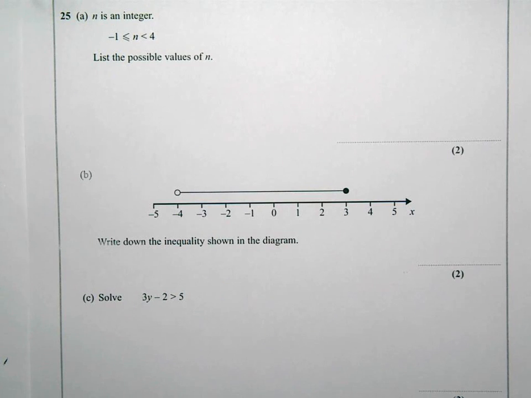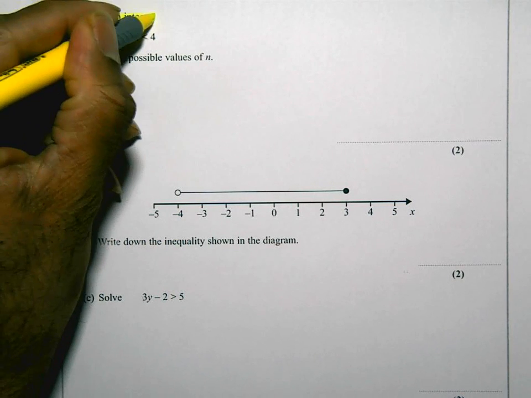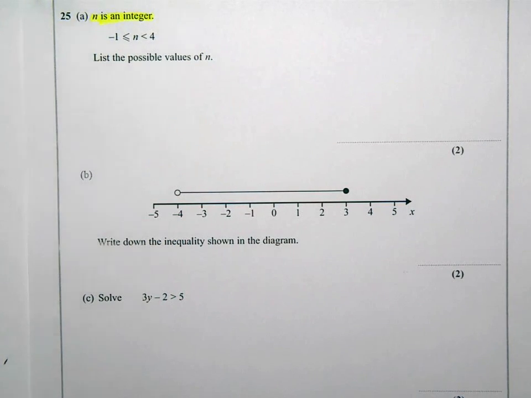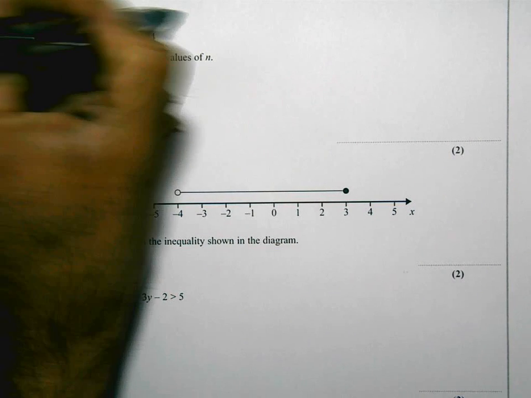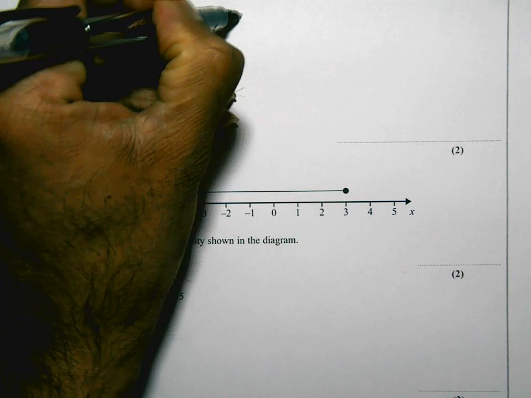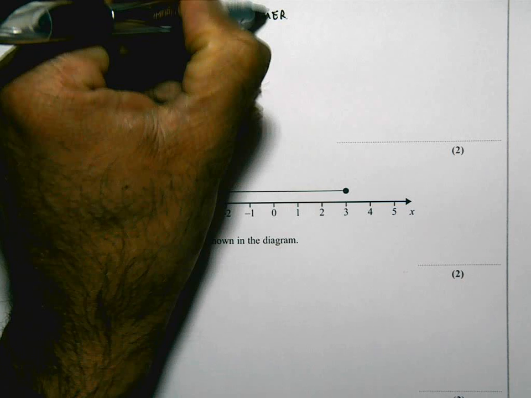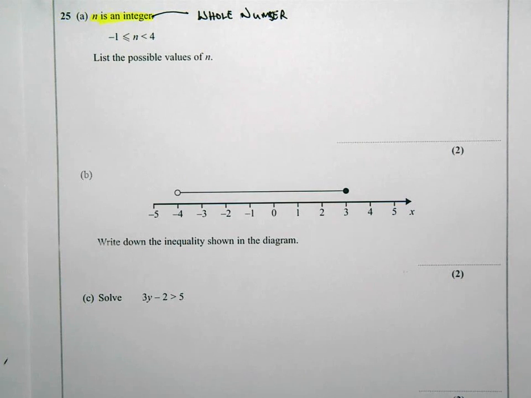This is question number 25 on the foundation calculator paper. The question starts off by saying n is an integer. Now an integer is a whole number. So that word there means whole number. Okay, so a whole number like 1, 2, 3, 5. 0 counts as a whole number, as an integer.